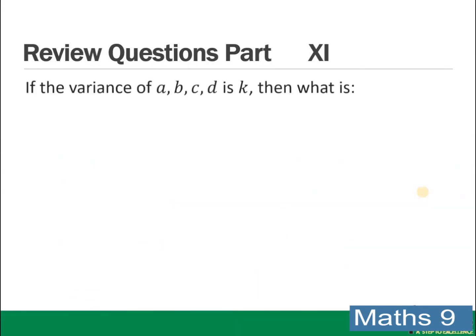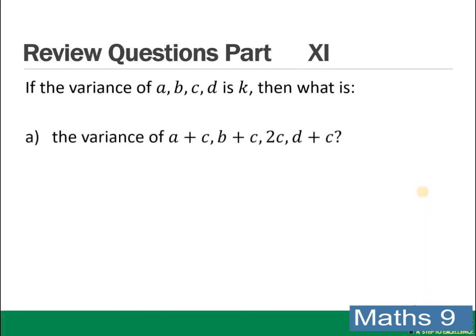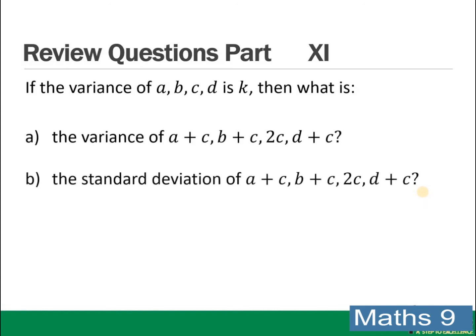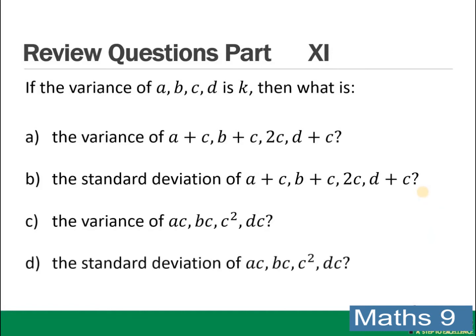Part 11. If the variance of A, B, C and D is K, then what is the variance of A plus C, B plus C, 2C and D plus C? The standard deviation of A plus C, B plus C, 2C and D plus C? The variance of AC, BC, C squared and DC? And the standard deviation of AC, BC, C squared and DC? Pause the video whilst you decide.